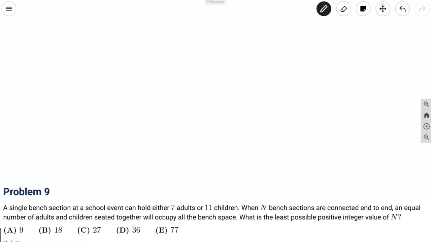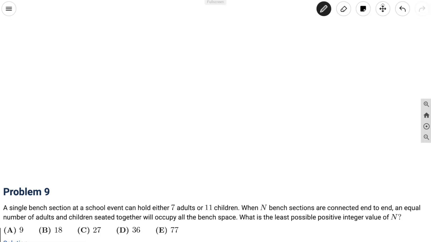Problem number 9 states, a single bench section at a school event can hold either 7 adults or 11 children. When n bench sections are connected end to end, an equal number of adults and children seated together will occupy all the bench space. What is the least possible positive integer value of n?